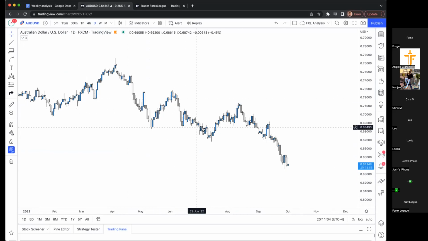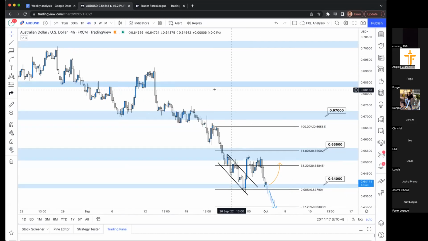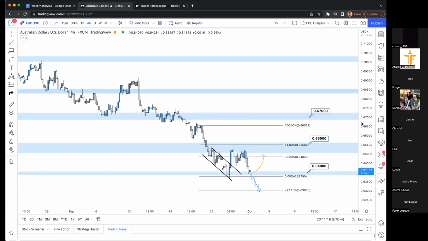There was a bit of chop in here. We spent a long time around this zone, 0.685, but overall, it is still very bearish. So we can take that information, that daily trend, and now drop to the 4-hour and see what the weekly price action, the price action for the week ahead, is looking like.